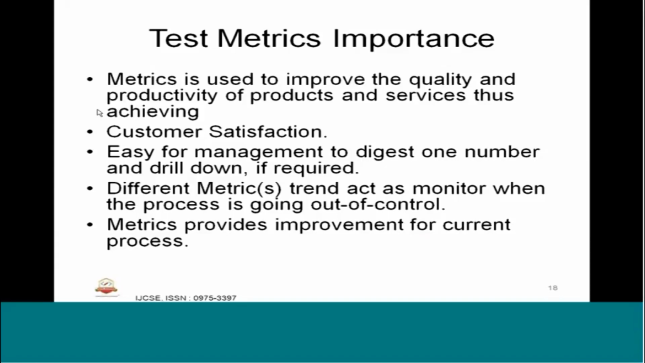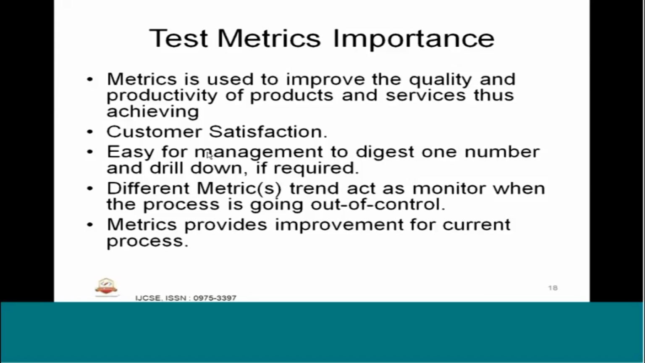Without the matrix, we cannot satisfy the maturity of the product. So definitely, we are going to report to the customer, and we can have customer satisfaction based on this matrix. And it's easier for management to digest one number and drill down if it is required. If there are critical issues, how those critical issues are getting done is all based on the test matrix. Different metrics trends act as monitors when the process is going out of control.